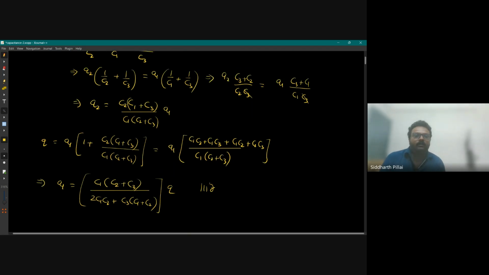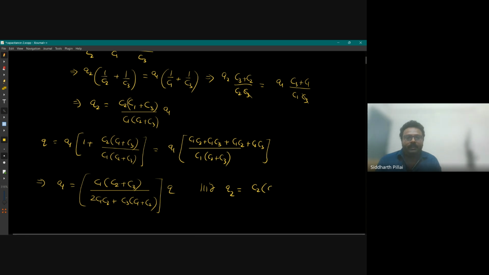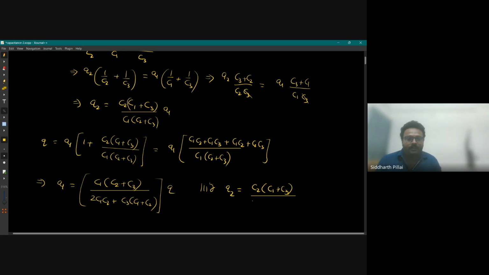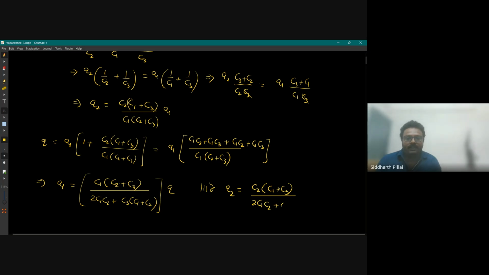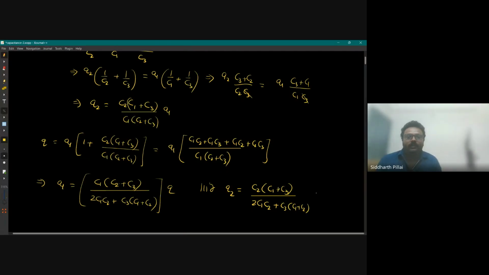Similarly, what is Q2? You need to basically divide by this factor and multiply by this factor. If you divide by this factor, that is nothing but the denominator, the numerator here vanishes, and then you multiply this numerator over here. So you will get Q2 is nothing but C2 into (C1 plus C3) divided by the same denominator, 2 C1 C2 plus C3 into (C1 plus C2), into Q. Correct? So we got Q1 and Q2.